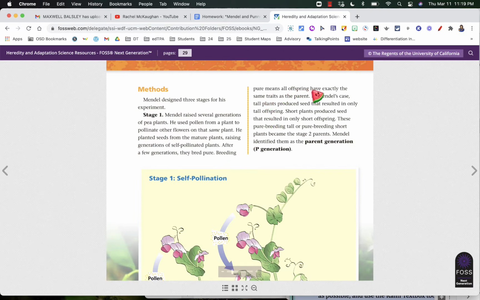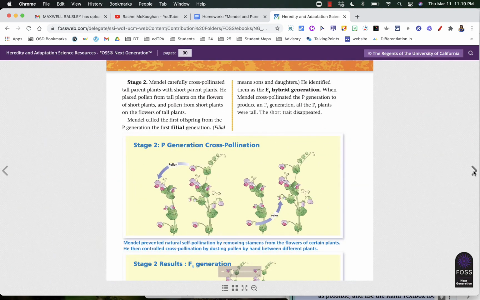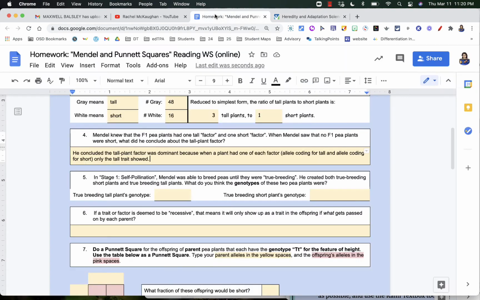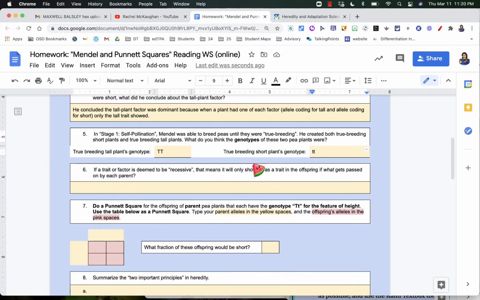Breeding pure means all offspring have exactly the same traits as the parent. So tall plants produce seed that only result in tall offspring, and shorts produce seed that only result in short offspring. Okay. So I'm going to go ahead and say that if it only makes tall plants, it only can give dominant alleles. If this one can only make short plants, it's only going to be able to give recessive alleles. And genotype is the 2-letter code.